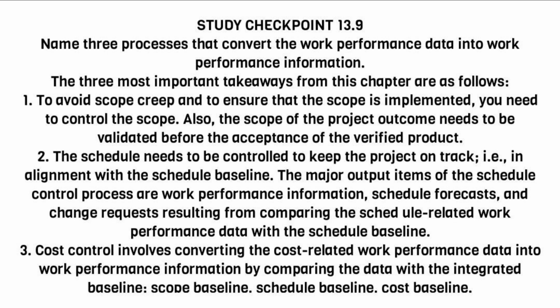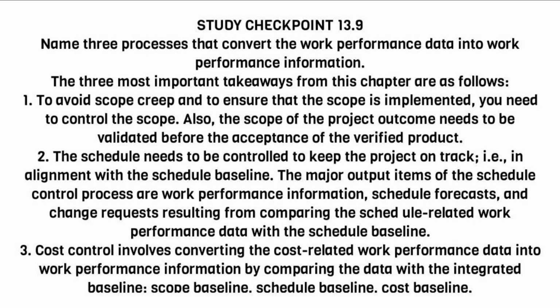The 3 most important takeaways from this chapter are as follows. 1. To avoid scope creep and to ensure that the scope is implemented, you need to control the scope. Also, the scope of the project outcome needs to be validated before the acceptance of the verified product. 2. The schedule needs to be controlled to keep the project on track, i.e., in alignment with the schedule baseline.